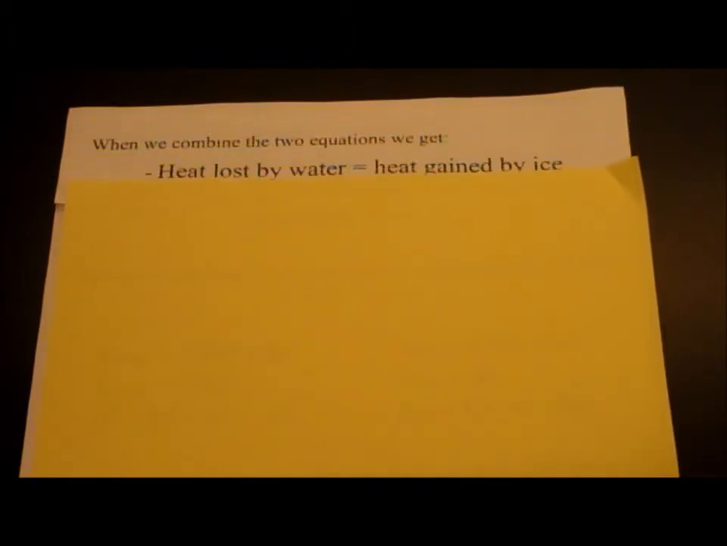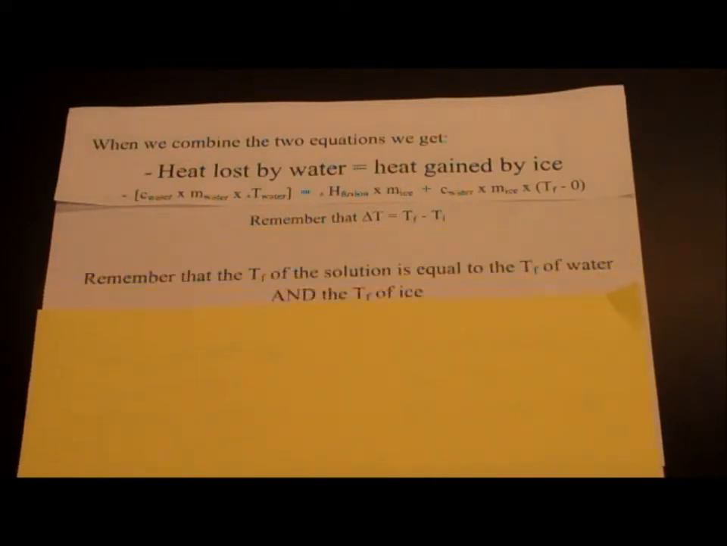Next, we have to combine these two equations. When we combine these two equations, we get negative heat lost by water equals heat gained by ice, which is defined by negative specific heat of water times mass of the water times the change in temperature of the water, which equals delta H heat of fusion times mass of the ice plus specific heat of the water times mass of the ice times change in temperature, which is final temperature minus initial temperature. Remember that. Also remember that the final temperature of the solution is equal to the final temperature of water and the final temperature of ice.